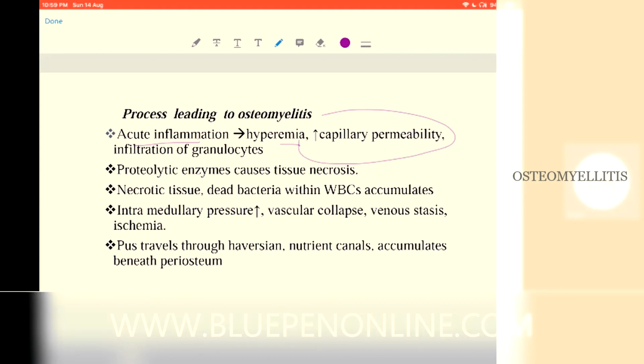Now the proteolytic enzymes are there. These enzymes cause tissue necrosis, so there will be necrotic tissue along with dead bacteria and WBCs accumulating in that area. Here the intramedullary pressure increases. This results in vascular collapse, and venous stasis will be there. Venous stasis means there will be blockage in the flow. Then that can result in ischemia. Ischemia means deprivation of oxygen. Now pus travels through the Haversian nutrient canals and accumulates beneath the periosteum. If this is the periosteum, the pus starts to accumulate here beneath the periosteum.